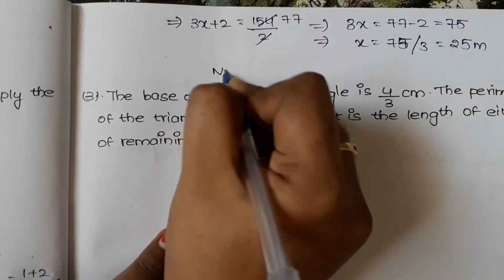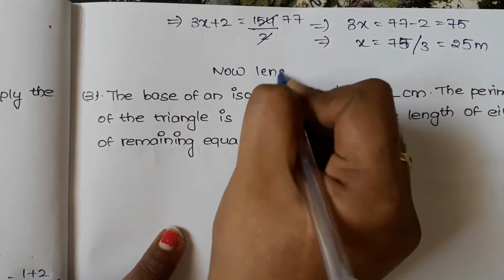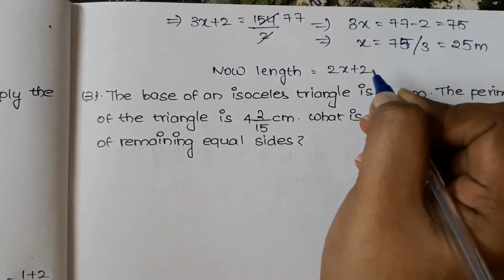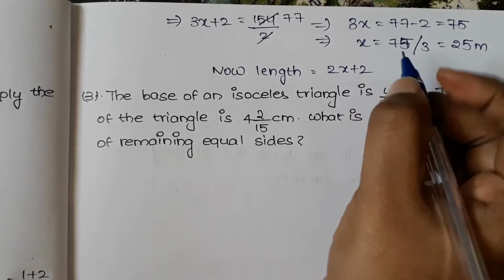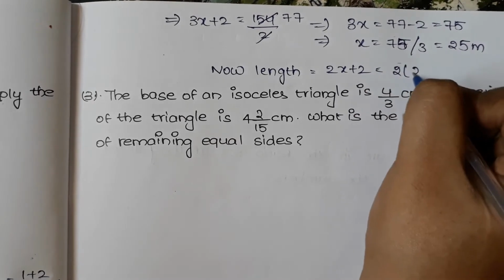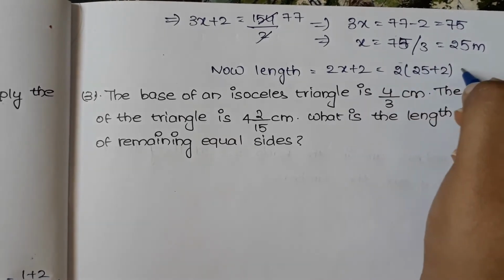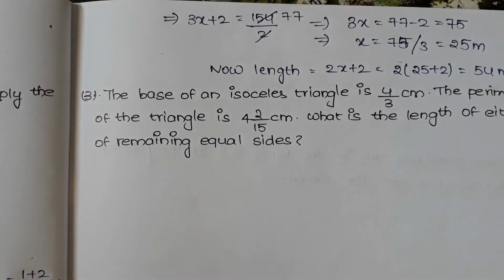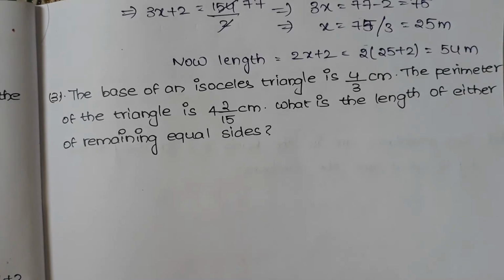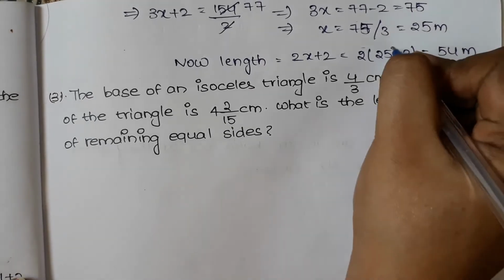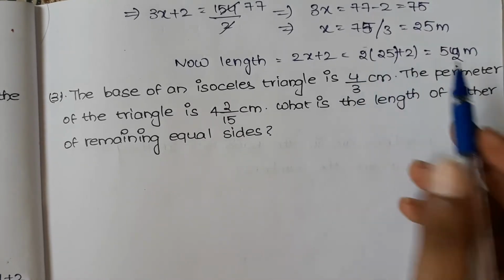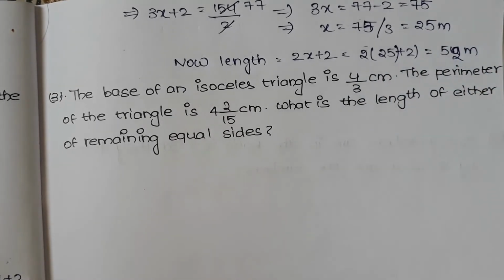Now length equals to 2x plus 2, that equals to 2 into 25 plus 2, that equals to 54 meters. Sorry, 52 meters. 2 into 25, 50 plus 2, 52 meters. And this is about the second problem.